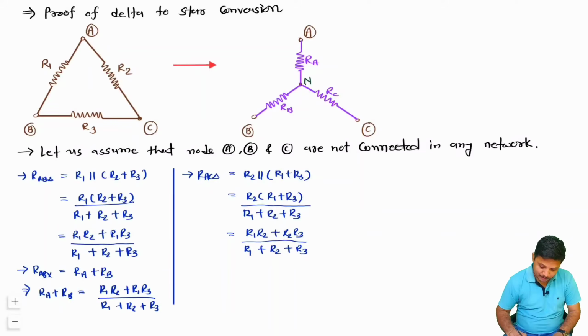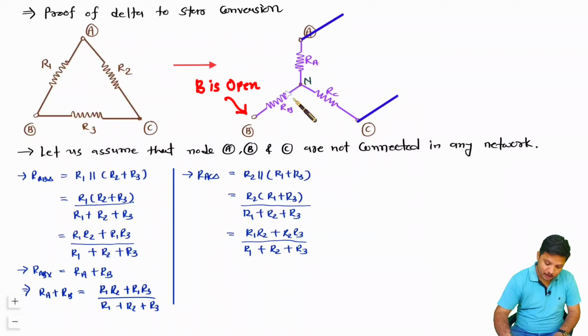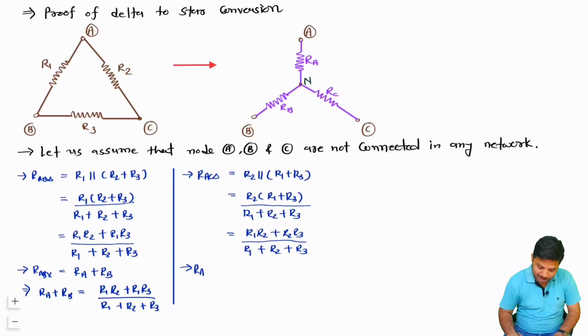If you further simplify this, then this will be R1 R2 plus R2 R3 divided by R1 plus R2 plus R3. Now if you calculate equivalent resistance in between node A and node C in star, this is not connected. So the equivalent resistance in between A and C will be the series of RA and RC, so that will be RA plus RC. So in star, RAC will be RA plus RC, and as both are equivalent, I can say that RA plus RC equals this.